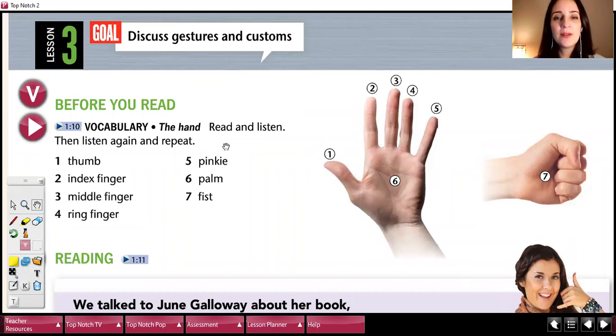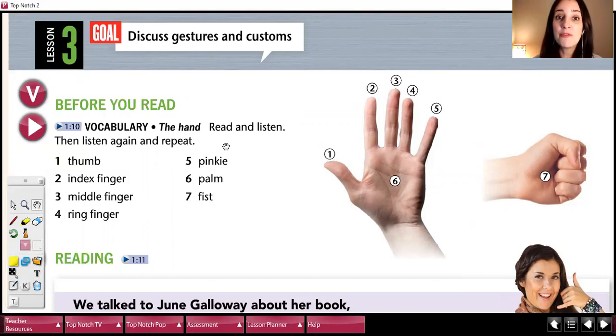And today we're going to have this lesson three that is about this. We are going to discuss gestures and customs. All right. This lesson we are going to read the text, and before we read, let's talk about this lesson. Let's discuss these points about customs. Okay. As we're gonna talk about our body expression, let's understand about some vocabulary of our hands.